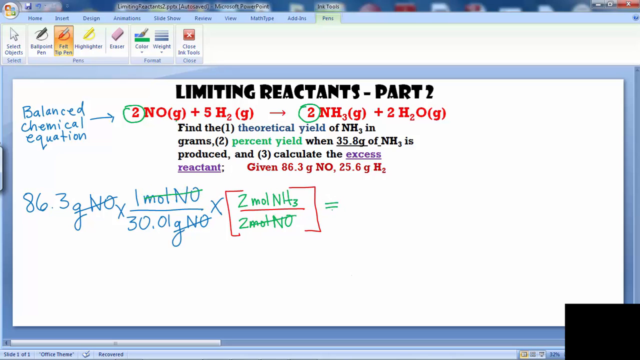Now at this point we can stop. We don't have to carry it on into grams. We could if we wanted to, but we can stop right here and calculate the number of moles. Okay, so this gives us 2.88 moles of NH3. So this amount of NO should produce this amount of NH3 in moles.